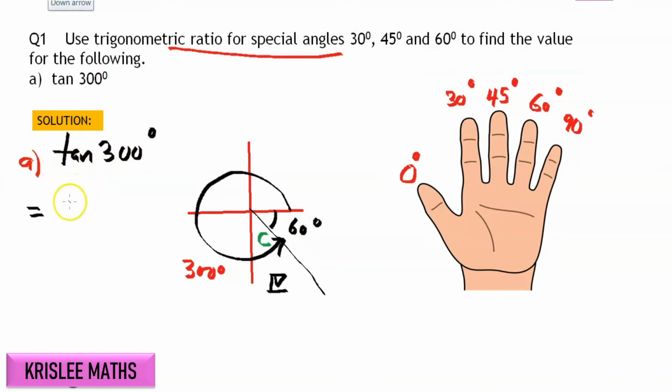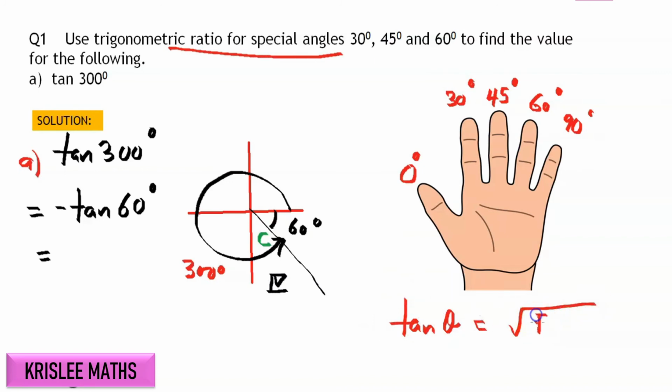So tangent 300, in the 4th quadrant, tangent will be negative. So therefore negative tangent, followed by the acute angle. The acute angle here is 60 degrees. Since you are asked to use the trigonometric ratio for special angles, I'm going to use the palm trick to find the answer of tangent 60. Remember, for tangent, the formula is square root of fingers on the left over fingers on the right.